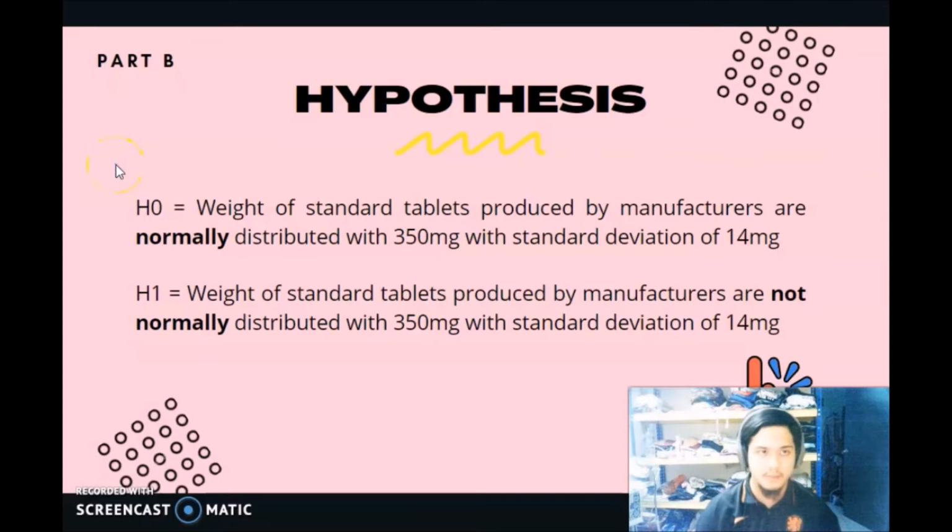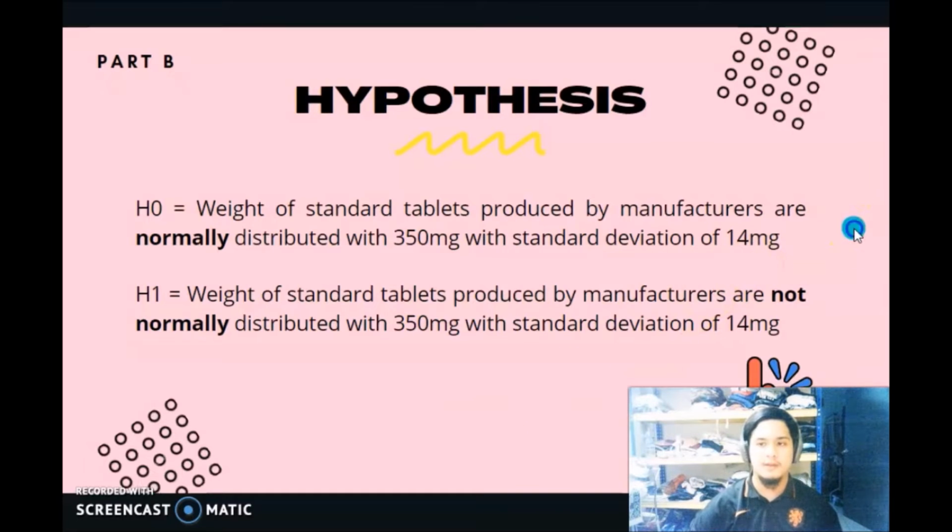So, my name is Muhammad Abdul. I will present part B. For part B, we identify that we must use the chi-square test. To be specific, we use the goodness of fit test. For the hypothesis, H naught: the weight of standard tablets produced by the manufacturer is normally distributed with mean 200 mg and standard deviation of 40 mg. For the H alternative: the weight of standard tablets produced by the manufacturer is not normally distributed with mean 200 mg and standard deviation of 40 mg.